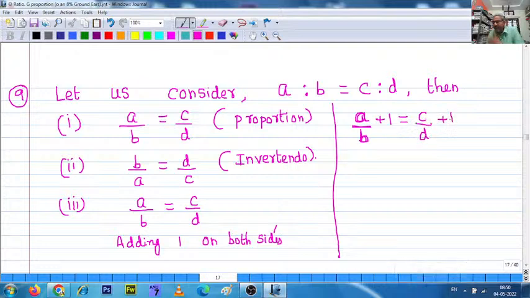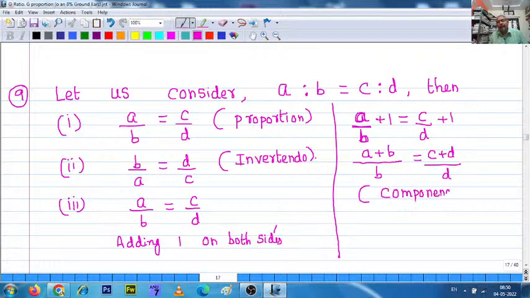Then what do we get now? Here, my dear friends, B is the LCM. Here A plus B by B equals to C plus D by D. So this is called componendo. If A by B is equal to C by D, then A plus B by B equals to C plus D by D is called componendo.